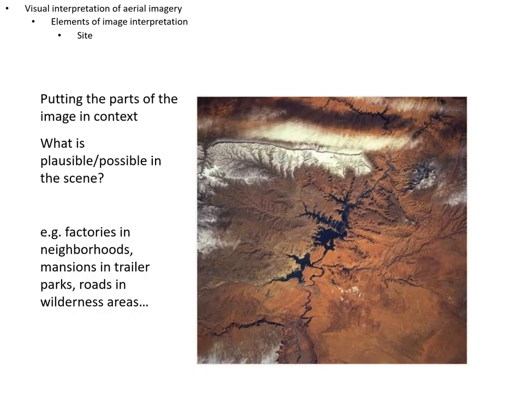Site information. So like I said, this is putting the parts of the image in context. So what's plausible and what's possible in the scene? Do you have factories in neighborhoods? Regrettably, sometimes you do, but in general, you don't. Are there mansions in trailer parks? If not, unlikely, so maybe that big building is something else. Are there supposed to be roads in wilderness areas? Again, not so likely, so that all aids in your interpretation.